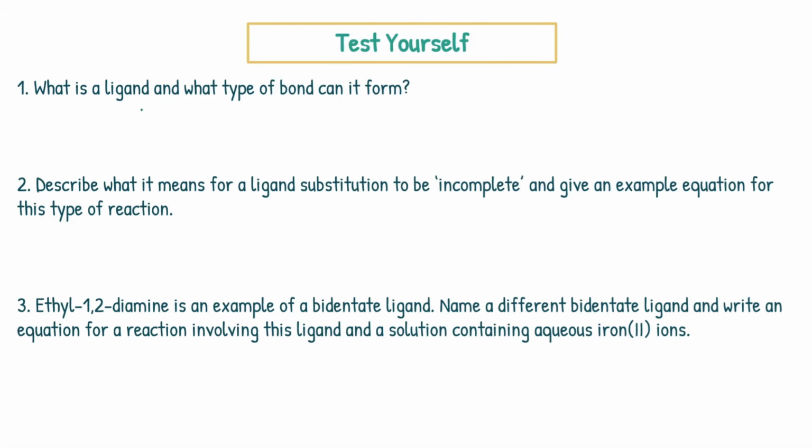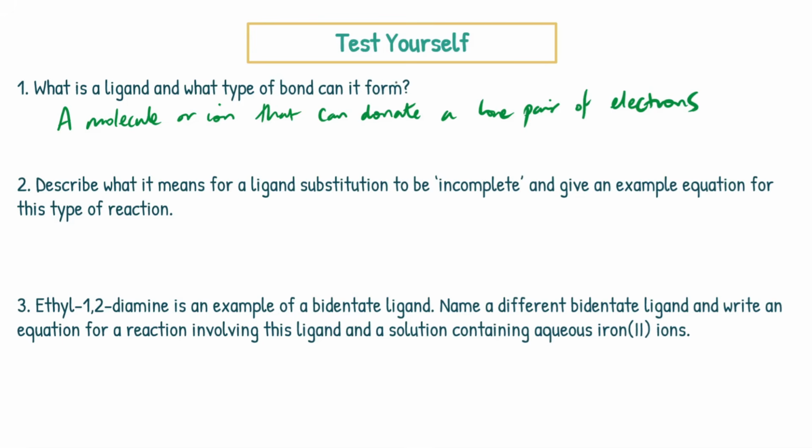So what is a ligand, guys? The definition you need to remember is that it's a molecule, atom, or ion that can donate a pair of electrons to a central metal ion, okay? All right, that's the first mark. What type of bond can it form? Pretty simple, coordinate bond, okay? Not too bad. 2 marks in the bag.